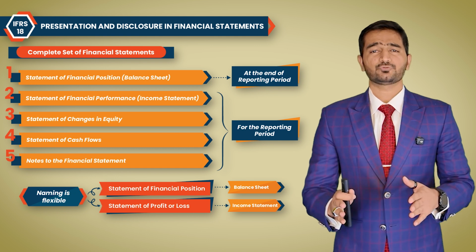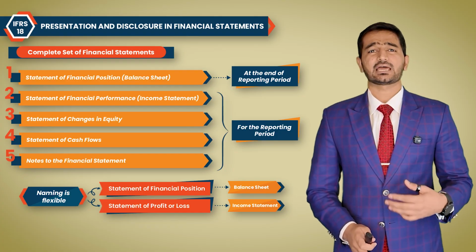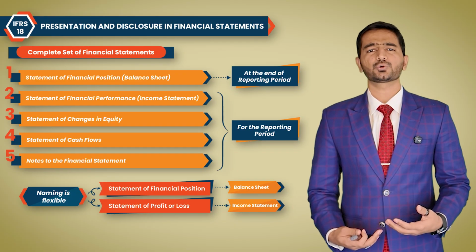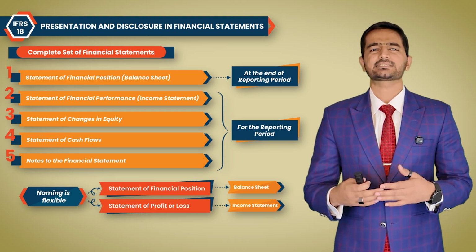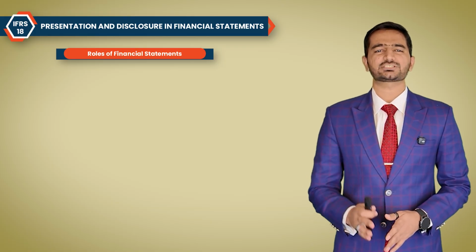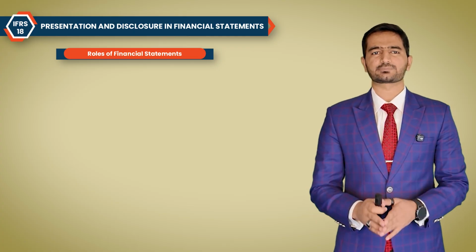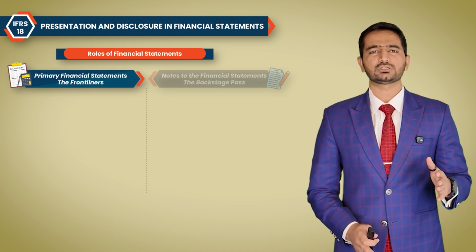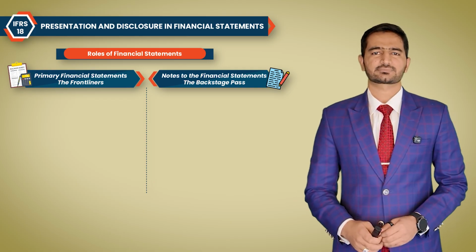Alright my friends, so far we have discussed what makes up a complete set of financial statements. Now it's time to ask, why do we even have all these statements? What role do they play in helping users understand what's going on in the business? Let's dive into it. As I already mentioned, IFRS 18 splits financial statements into two big categories, each one with its own job description. One is primary financial statements and second is notes to the financial statements. And together they create the complete set of financial statements.